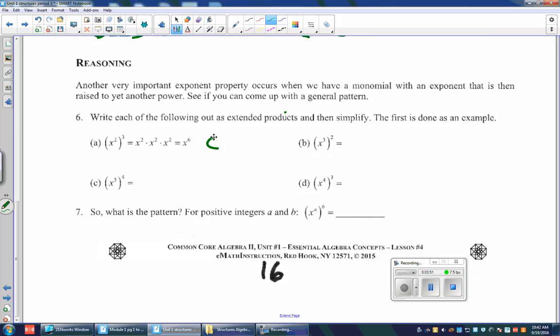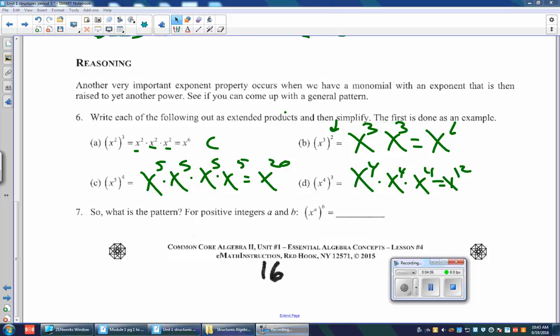Okay, 6a is done for you, as shown as an example. They extend it. They wrote it down 3 times. So here, you write down x cubed and x cubed. Why did I write it down twice? Because it tells me to write it down twice there. 3 plus 3 is 6. So that's x to the 6th. And there's B, C, and D.